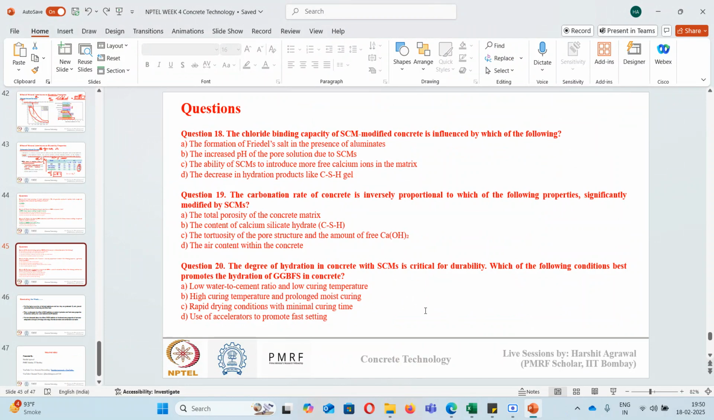So as I was saying, these questions are like additional to what content we have discussed. So they will help you to build up on more possible questions that can be asked or that can be related to the mineral admixture discussion. So you may not know all the answers here, but try to think what can be the solution.